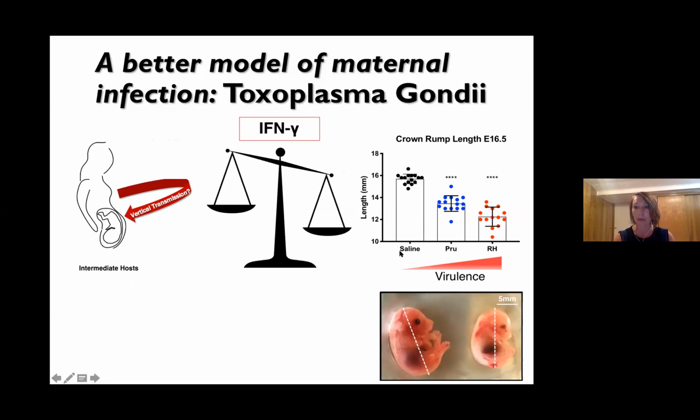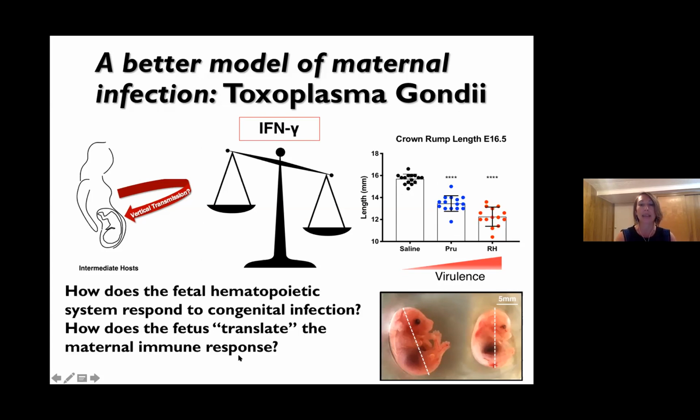So the beautiful thing about the system is that we have access to strains of varying virulence. And so here I'm showing you two different strains, a strain we refer to as PRU, which is a type 2 parasite. It's much less virulent. And RH is a highly virulent parasite strain where you can have a lethal dose of up to 5. And so we use the system where we know that interferon gamma can regulate vertical transmission and also fetal growth.